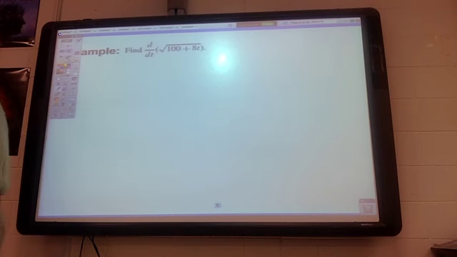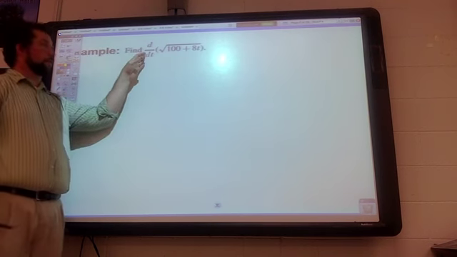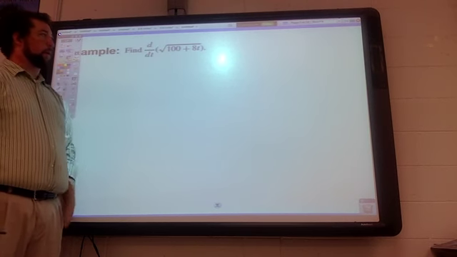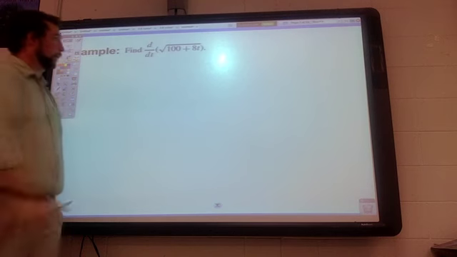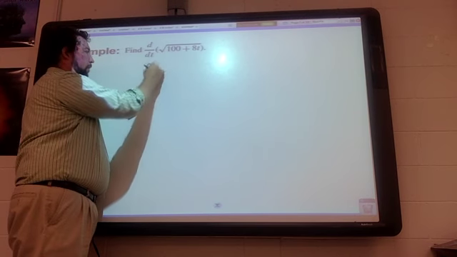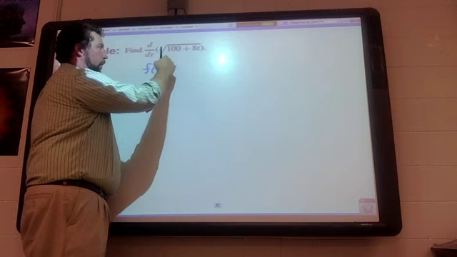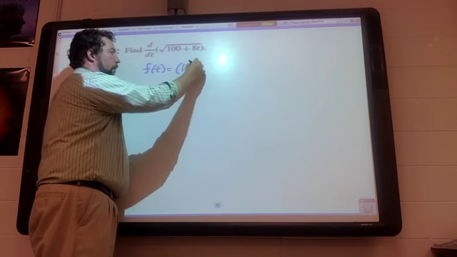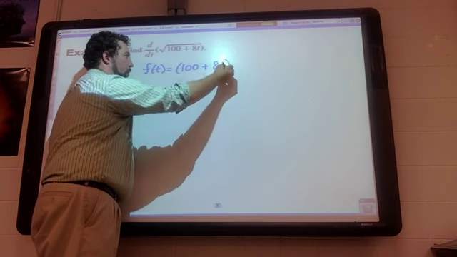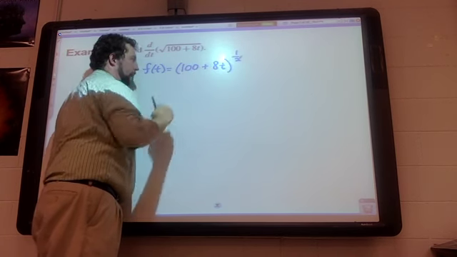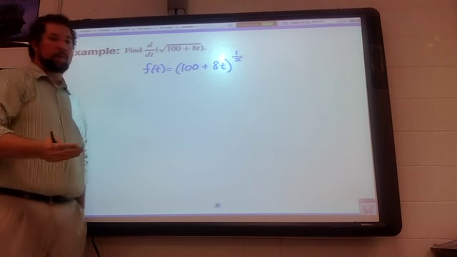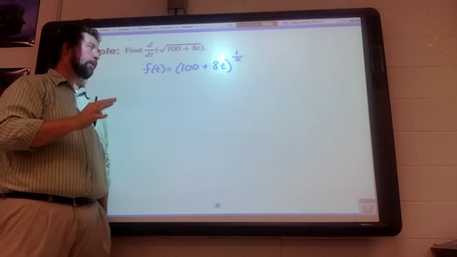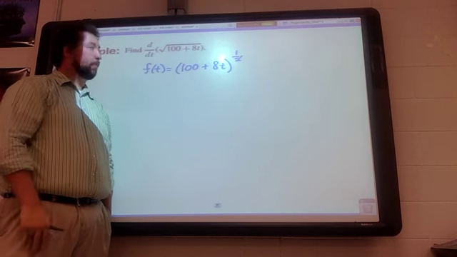Let's do another example. We need to find the derivative with respect to t, so we just changed our variables a little bit, of the square root of 100 plus 8t. So let's rewrite this. Instead of saying the square root of 100 plus 8t, let's write that as 100 plus 8t raised to the 1/2 power. Anytime I see a square root, I'm probably going to rewrite it as a 1/2 power so I can use the power rule, unless you're really comfortable with it and just know what to do.